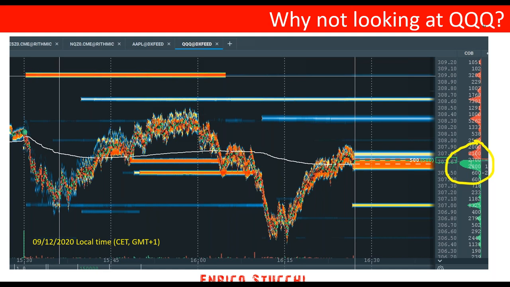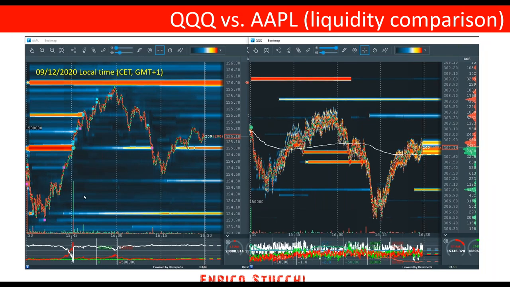Why not look at QQQ? QQQ is the ETF on Nasdaq, the main one, because it's not so clear. Here, for instance, best bid and best offer are very concentrated, so the liquidity is not so sharp here. If you compare with Apple, the difference is enormous. Here you can compare directly Apple and QQQ. You can see the difference.